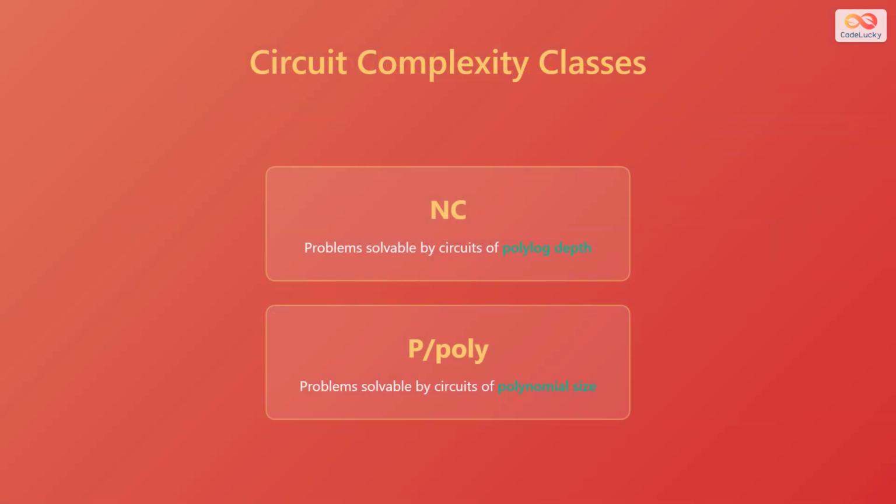Based on these complexity measures, we can define circuit complexity classes. Two important classes are NC and P/Poly. NC includes problems that can be solved by circuits with polylogarithmic depth, indicating highly parallelizable computations. P/Poly includes problems solvable by circuits of polynomial size, allowing for a broad range of computations that can be efficiently implemented with circuits.